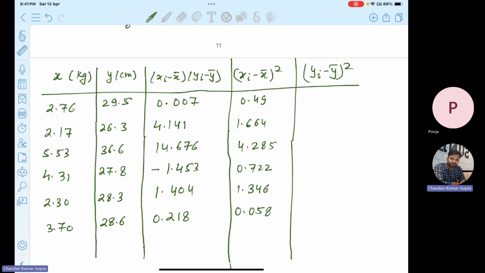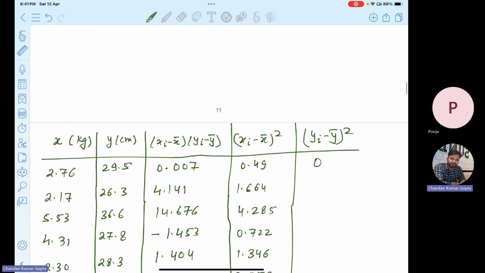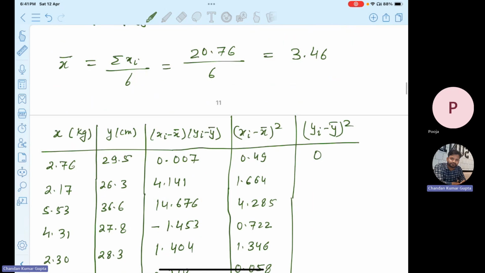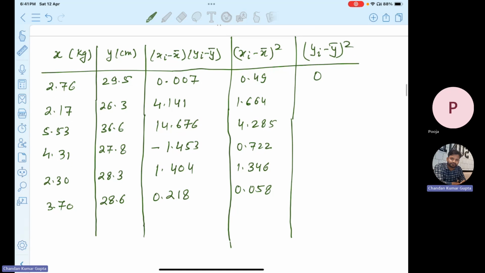Now the next is yi minus y bar whole square. The first one is 0 because 29.5 is there and the average value is also 29.51, so obviously it gives 0. Then 10.304, 50.286, then 2.924, 1.464, and at last 0.826.